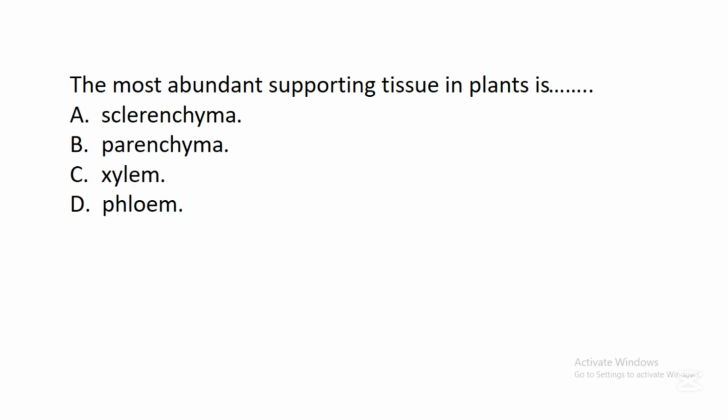The next question says, the most abundant supporting tissue in plants is dash. A, sclerenchyma. B, parenchyma. C, xylem. D, phloem. In this question, the correct answer is B, parenchyma. Plant histologists have discovered this tissue called parenchyma in many plants. They discovered that this tissue called parenchyma is the most abundant supporting tissue in many plants.